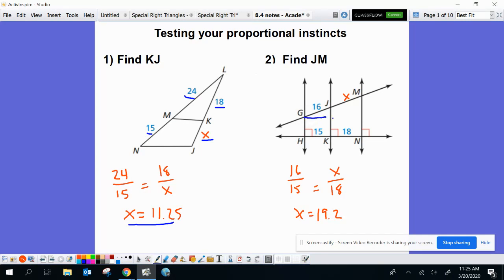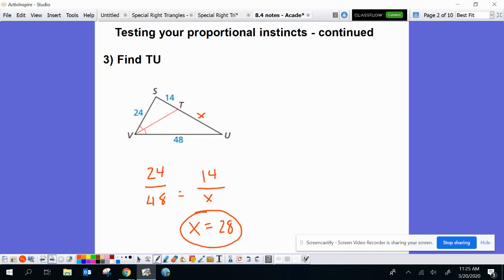For number 2, many of you went with the over the top method. 16 over 15 equals x over 18. Or you could stay consistent and use 16 over x is equal to 15 over 18, cross multiply, x is equal to 19.2.